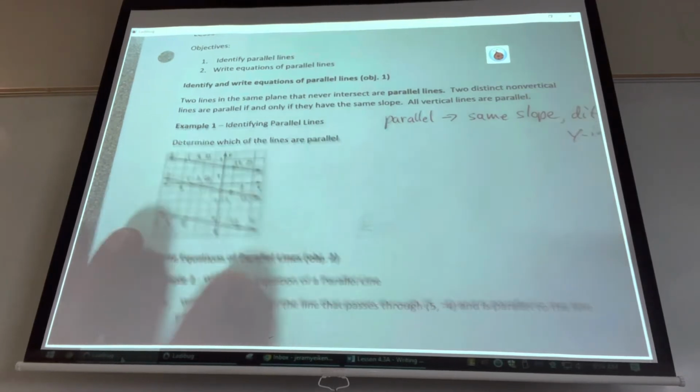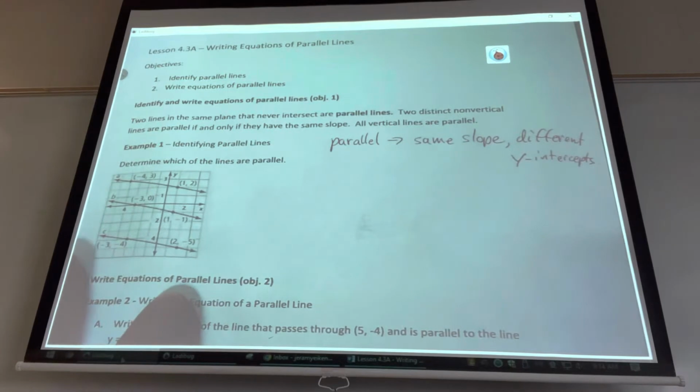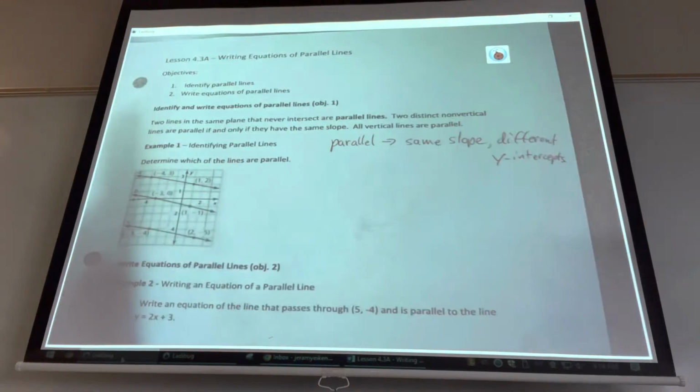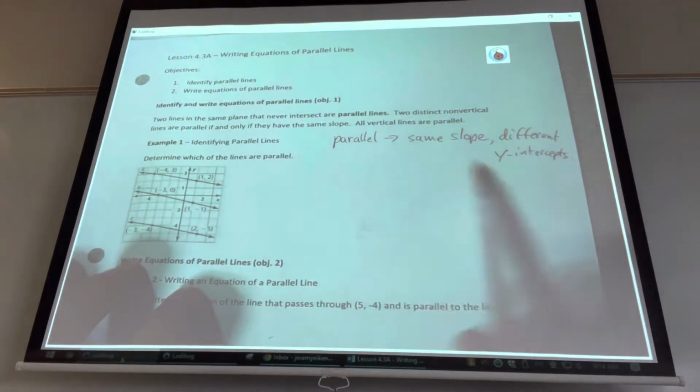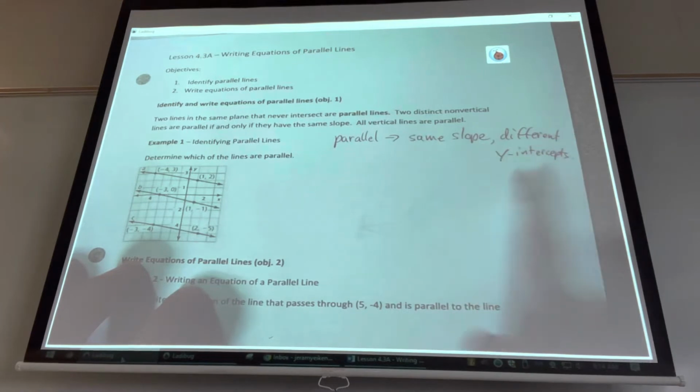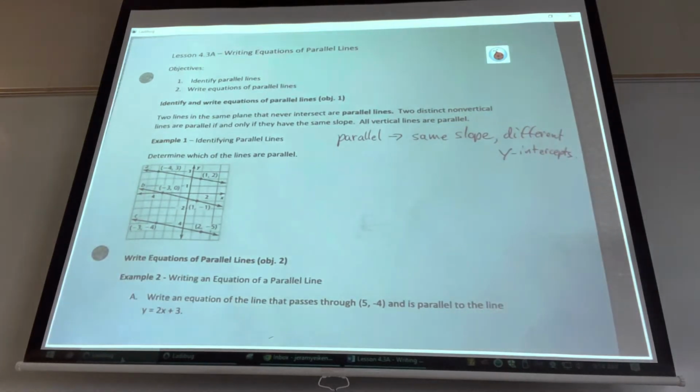And the reason I mention that in class is because I've seen problems on maybe the end of course exam, or maybe on ACT, where they'll give two equations that look different, and they'll ask, hey, are these parallel? And they both have the same slope, but it turns out they're also the same exact line. If you're the same exact line, are you parallel? You're not parallel, so it's kind of like a trick question, isn't it? So to be parallel, they gotta have the same slope, but different y-intercepts. They can't overlap or intersect.